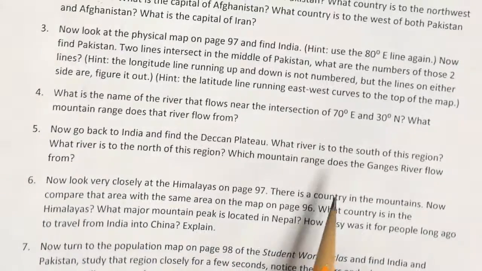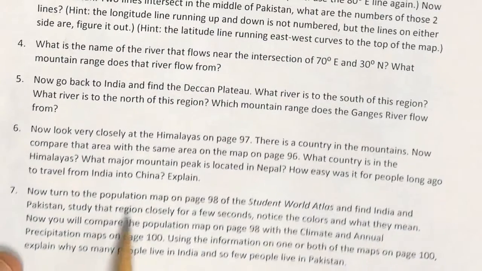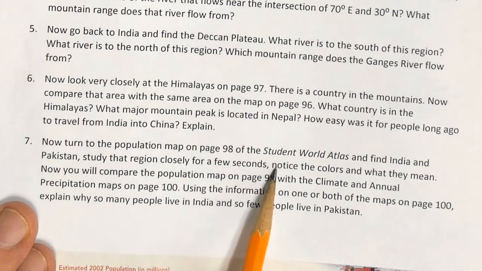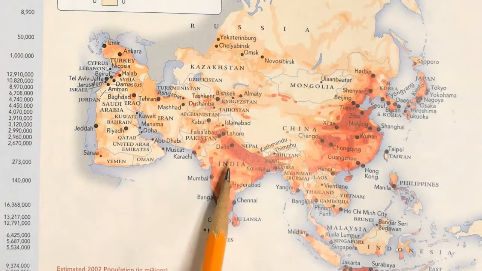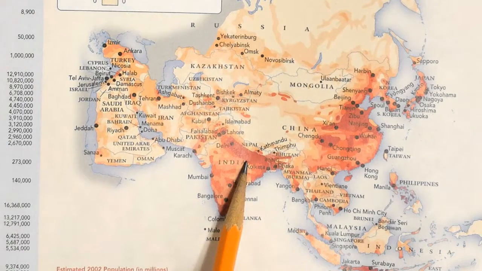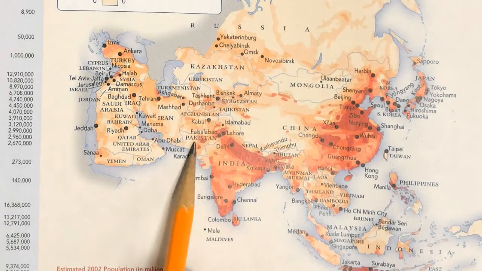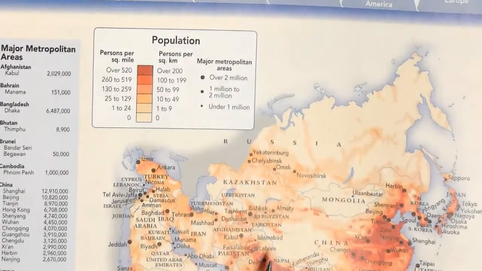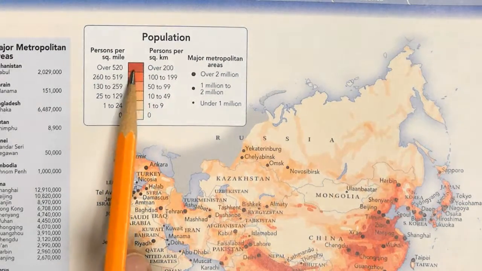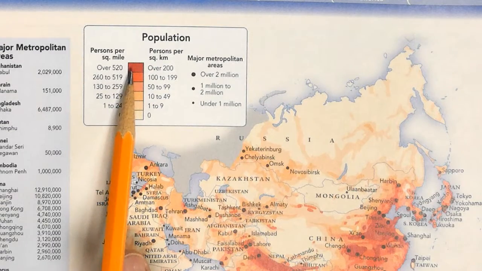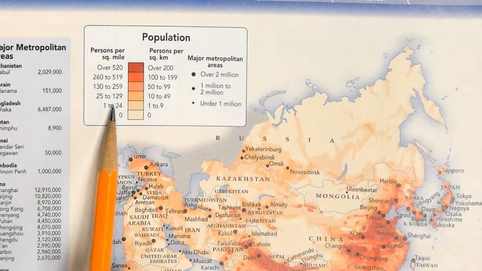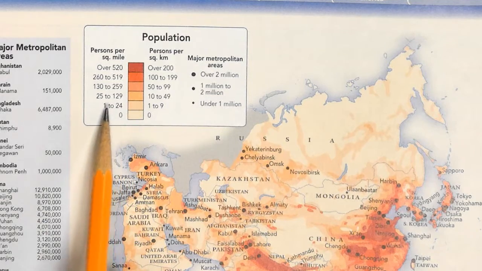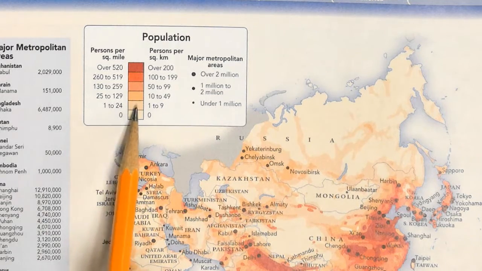And the directions tell us to study that region closely for a few seconds. Notice the colors and what they mean. All right, well, let's do that. So I'm looking at this. I see a lot of colors. I see some dark reds and some lighter oranges. I see some tan and some brown. What do all these colors mean? Well, in the population key, it says that the darker the color, the more people live there. Okay, over 520 people per square mile in the darker regions, and only 25 to 129 in the lighter regions, and in the very light regions, hardly anybody lives there. Just 1 to 24 people per square mile.